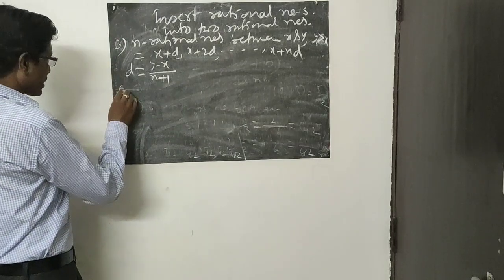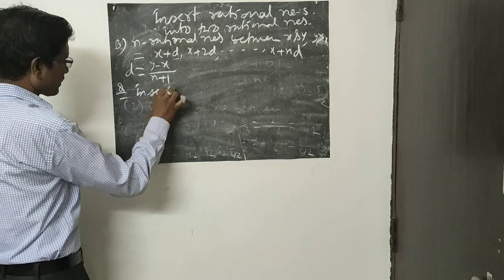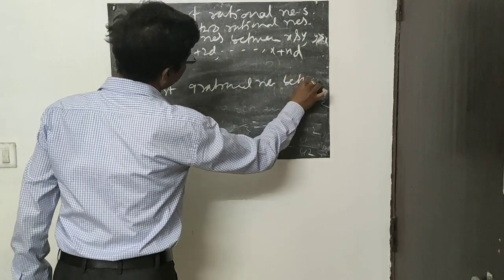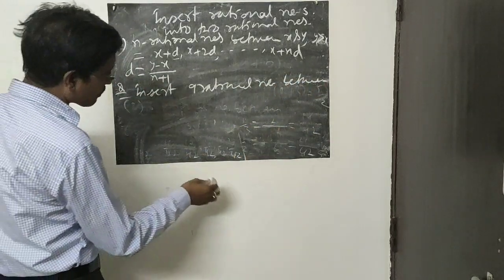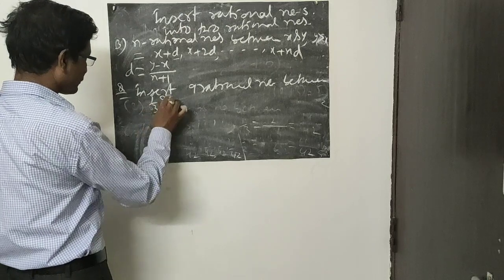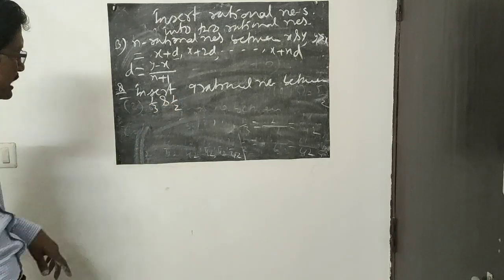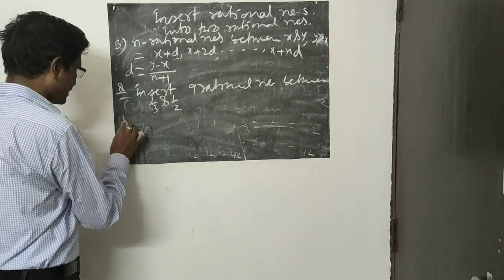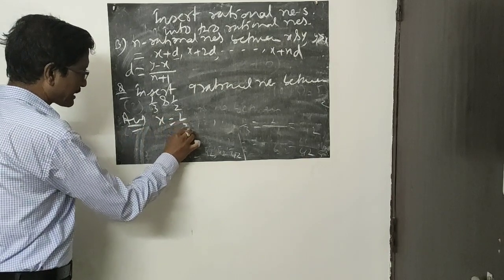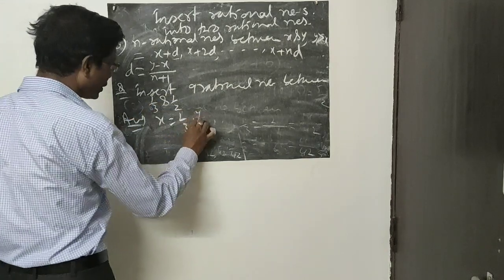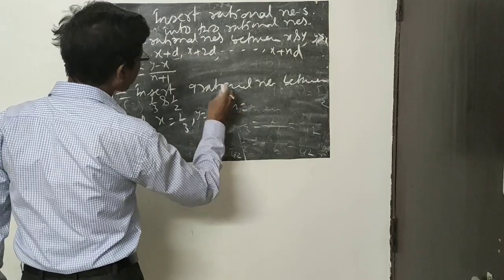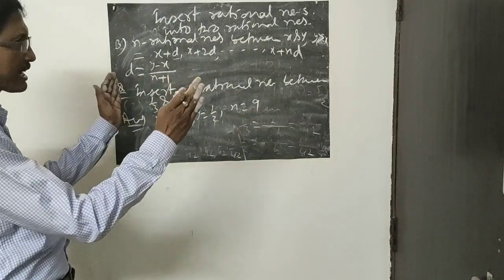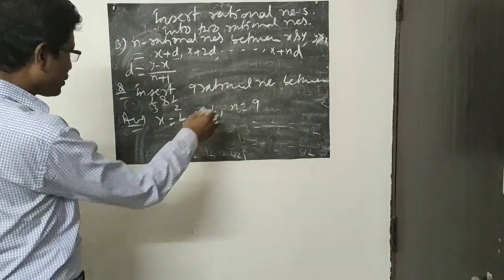Suppose the question is there, insert 9 rational numbers between what we have discussed there, 1 by 3 and 1 by 2. Then here, which one can you take as x, which one as y? The smaller one will be taken as x. Here x equal to 1 by 3 because 1 by 3 is less than 1 by 2. y equal to 1 by 2. n can be 9 or more than 9, anything you can take. Means 10 we have taken, out of 10 any 9 you can write. So n equal to 9 is taken.